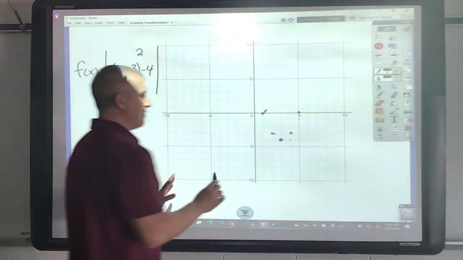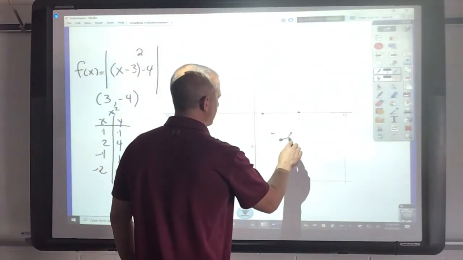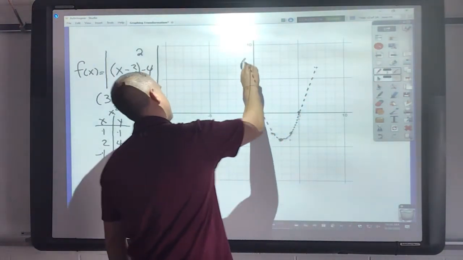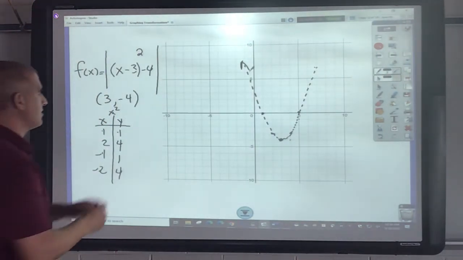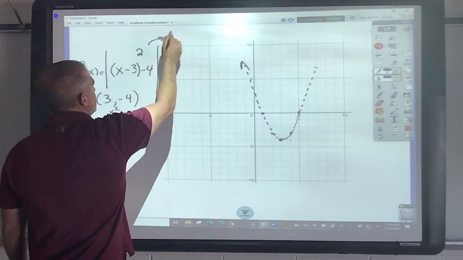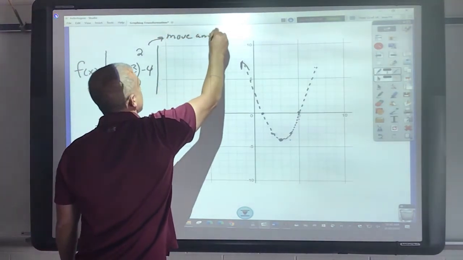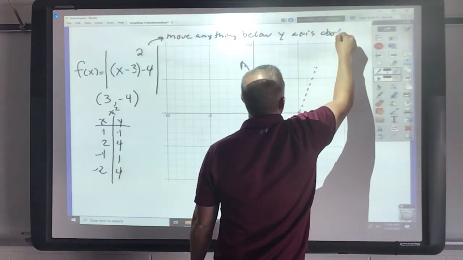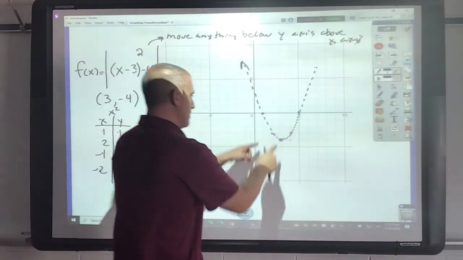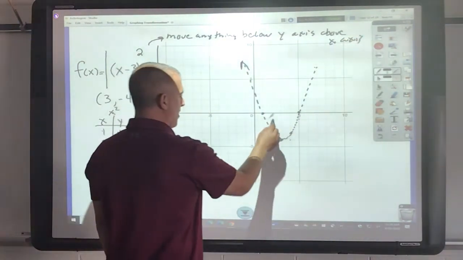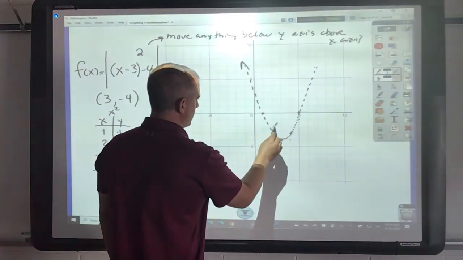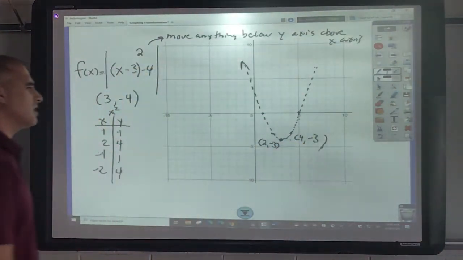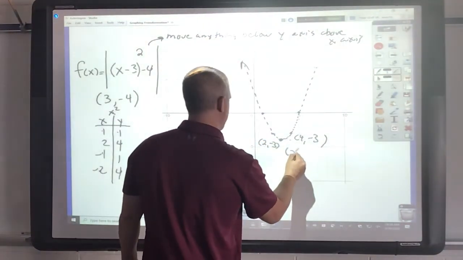Now, what we would normally have, okay, is, I'm going to do dashes for a reason. We would have something that looks like this. Okay? So here is the concept of absolute value, this sort of crazy function. Basically, move anything below the x-axis above the x-axis. So if you see how these two points are below here, one of them is at 2, negative 3. And this other one's at 4, negative 3. And I also have my anchor point at 3, negative 4.